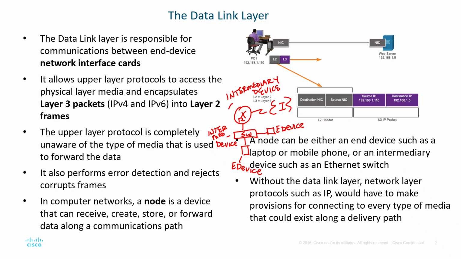Now, without the data link layer, network layer protocols such as your IP would have to make provisions for connecting to every type of media that would exist along the path. So from source to destination, IP, which is the main routing protocol for the internet, would have to stop, encode, decode, encode, decode. Your information would never get there. So when we think about IP and that protocol, you want your information to flow as quickly as possible from source to destination. Okay, so IP, either 4 or 6, simply says, just get it toward the destination.